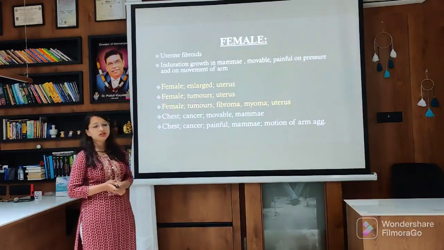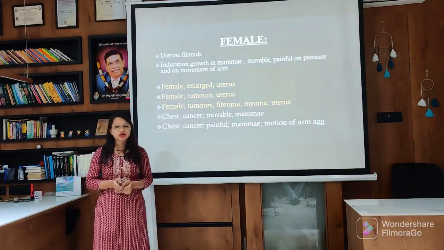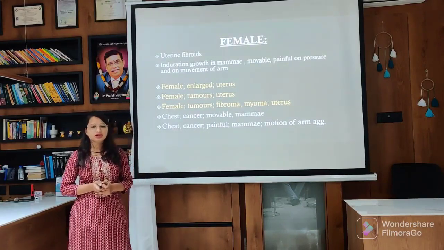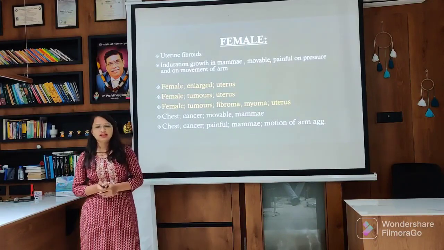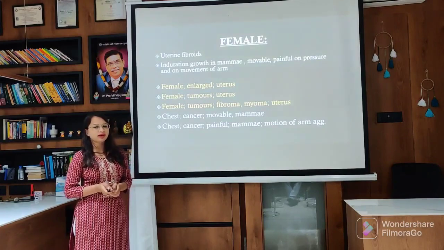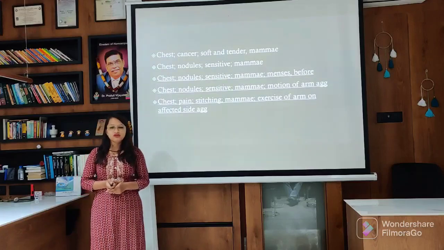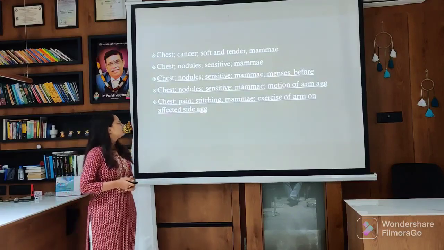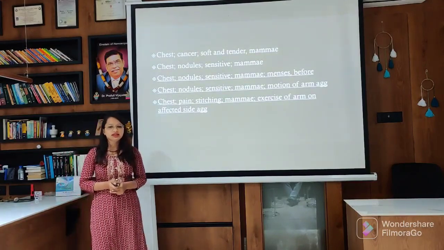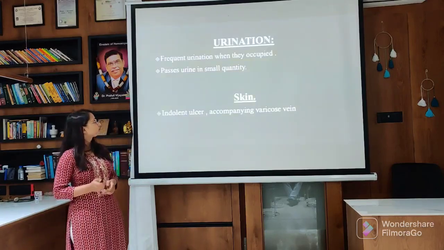Uterine fibroid, induration of growth in the mammae, movable and painful on pressure, on movement of arm. Female, enlarged uterus. Female, tumor uterus. Chest cancer, movable mammae. Chest cancer, painful mammae, motion of arm, aggravation. Chest nodule sensitive, mammae, menses before, one remedy. Chest nodule sensitive, mammae, motion of arm, aggravation. Chest pain, stitching, mammae, exercise of arm on affected side, aggravation.